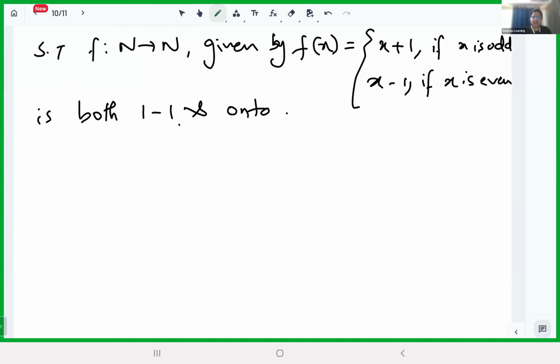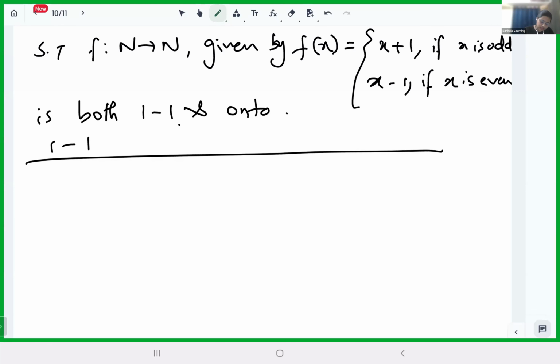So f is defined from the set of natural numbers to the set of natural numbers, and the function is x plus 1 when x is odd, and x minus 1 if x is an even number. All right, that is the function given, and we have to show that it is both one-one and onto. We have to prove that it satisfies the conditions of one-one and onto, isn't it? So first of all, for one-one, we have to prove it in general form.